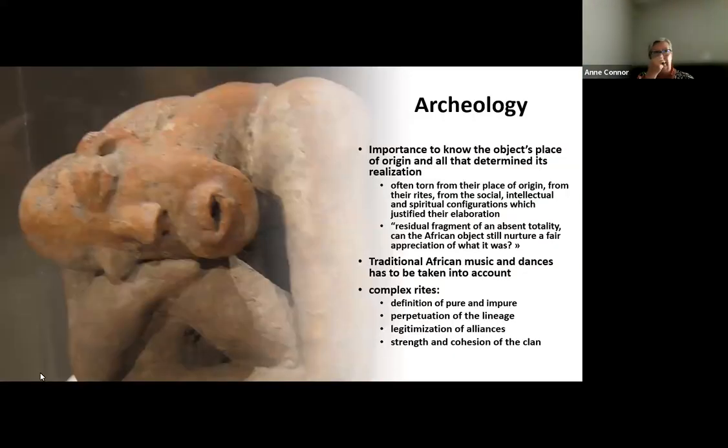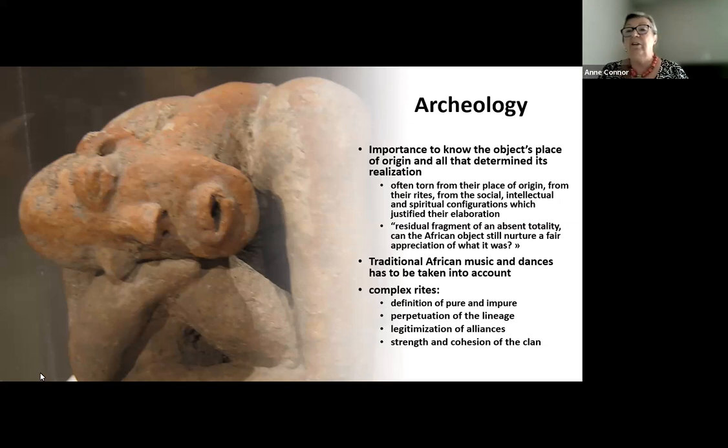A few questions on archaeology. It is very important, of course, for any archaeologist to know where the object was found, because they need to know what is around, and often they dig around to find other objects that would be there. And this has been a huge problem, because a lot of the artifacts that were found have been taken from their place of origin, so you cannot identify them with the social, intellectual, and spiritual configuration that were the justification for their making. And that's what you call a residual fragment of an absent totality.